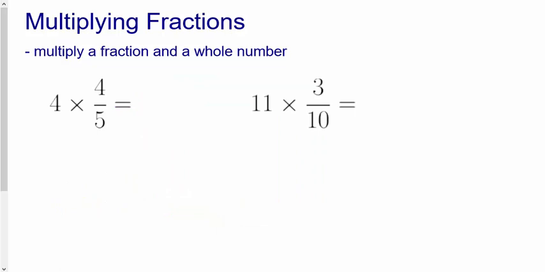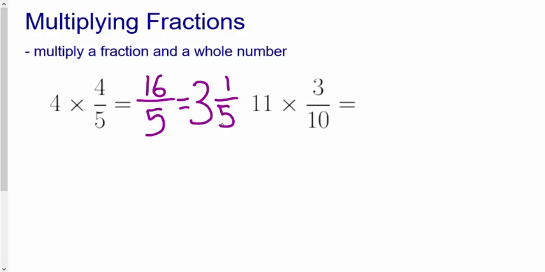Okay, here are a couple for you to practice on your own. Hit pause and then we'll go through the answers together. So I've got 4 times 4/5. That means I need 4 groups of 4/5. Well, if there are 4 groups of 4/5, that means I'm going to have 16 fifths. But again, that improper fraction, I want to make it a mixed number. 5 goes into 16 3 times with 1 left over.